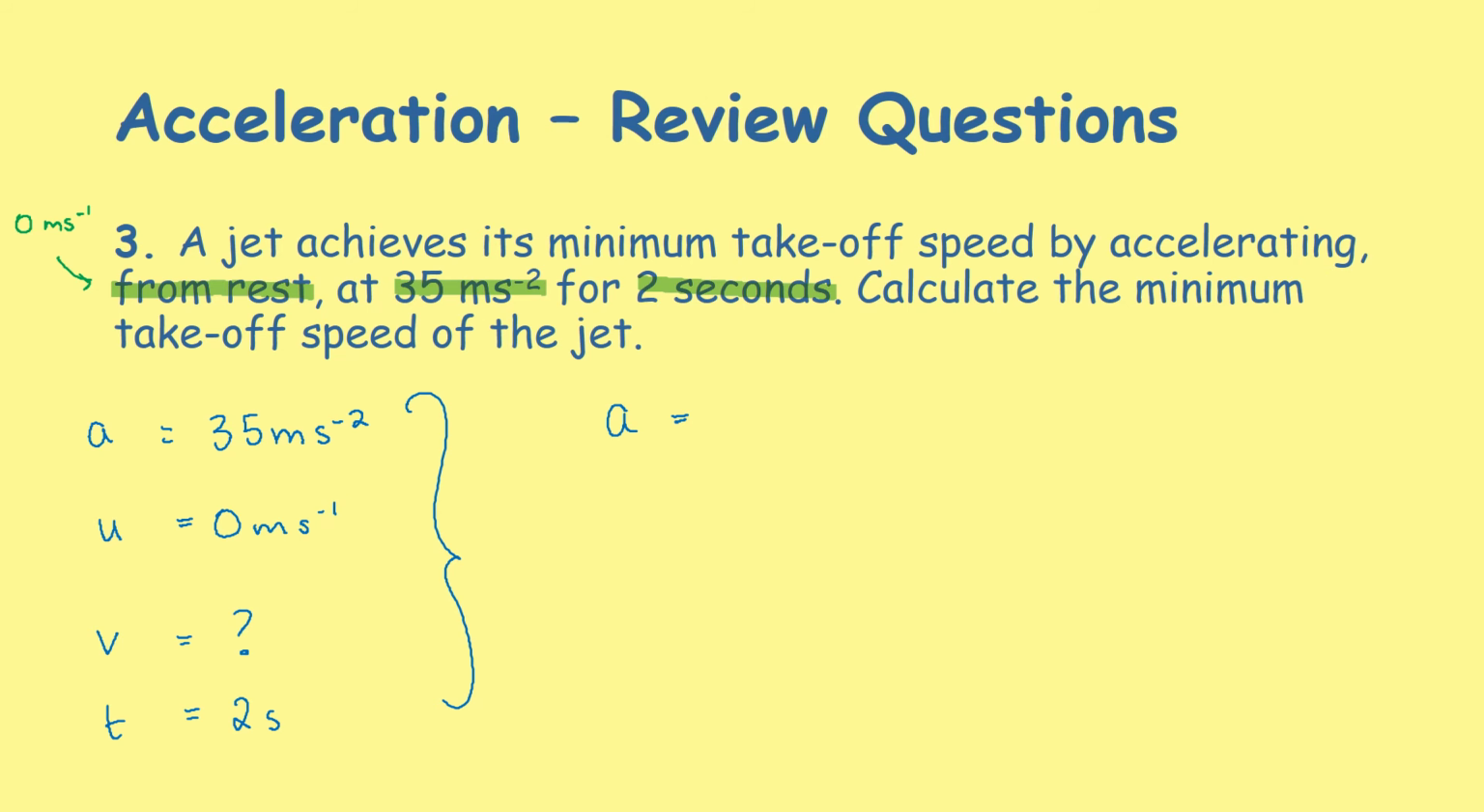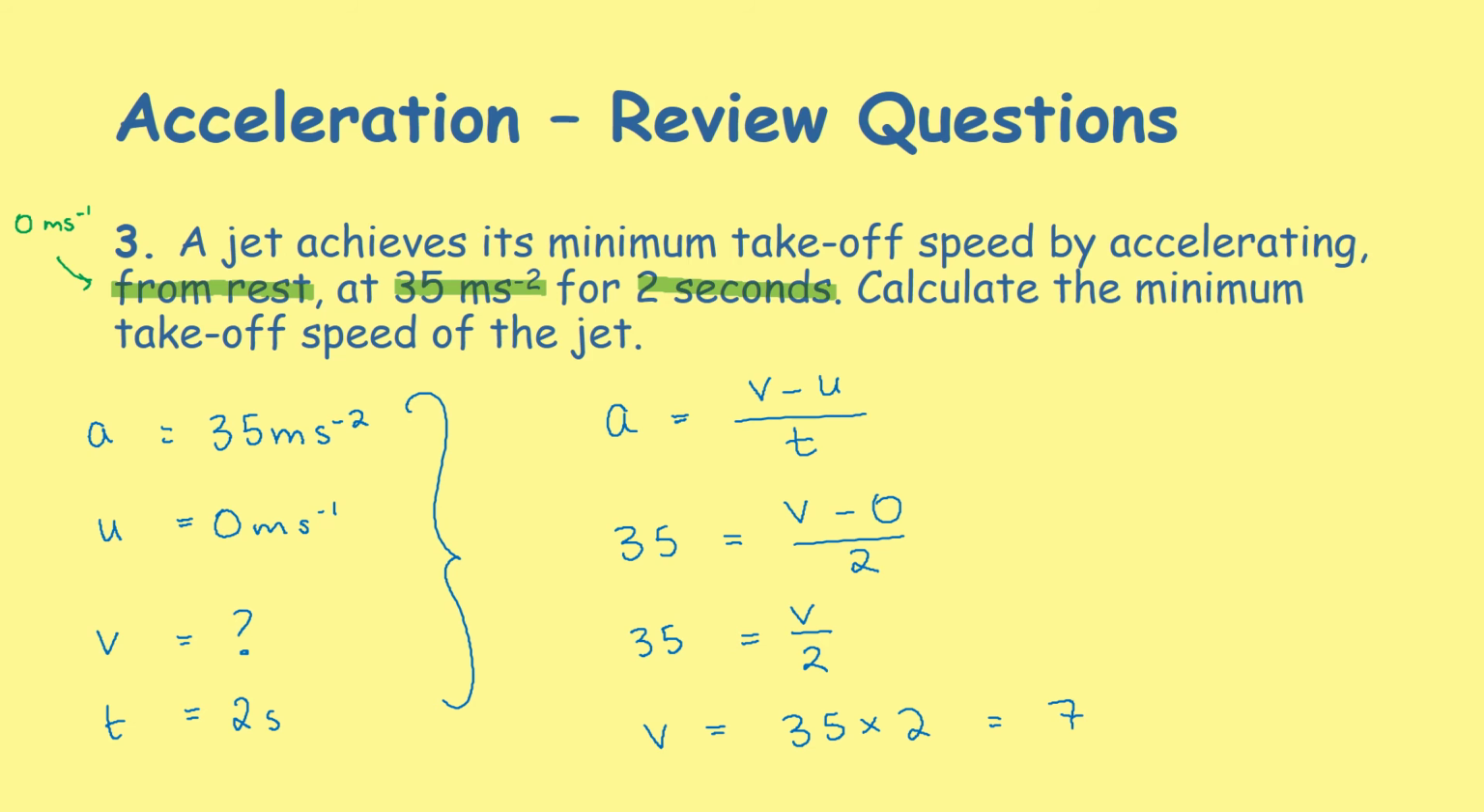Using our equation, A equals V take away U divided by T, we can pop in our numbers. So 35 equals V take away 0 over 2. Simplifying this, we notice that V take away 0 is just V, so 35 equals V over 2. Rearrange this and we get our final speed equals 35 times by 2, which equals 70 meters per second because it's a speed. So that's the minimum takeoff speed for the jet, 70 meters per second.